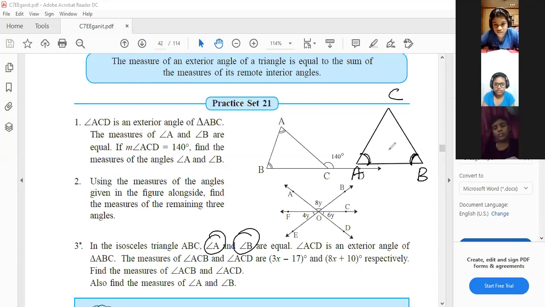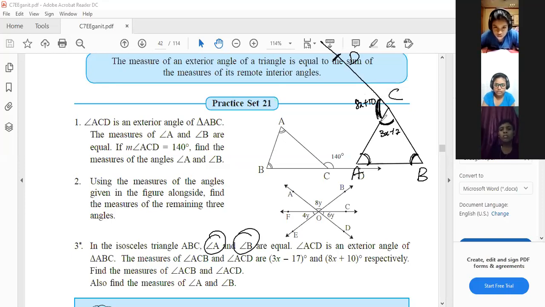ACD is an exterior angle of triangle ABC. Suppose we extend this and name this as D. So this is our exterior angle. Measures of angle ACB and ACD: ACB is here. What is its measure? 3x minus 17. And what is the measure of ACD? 8x plus 10.